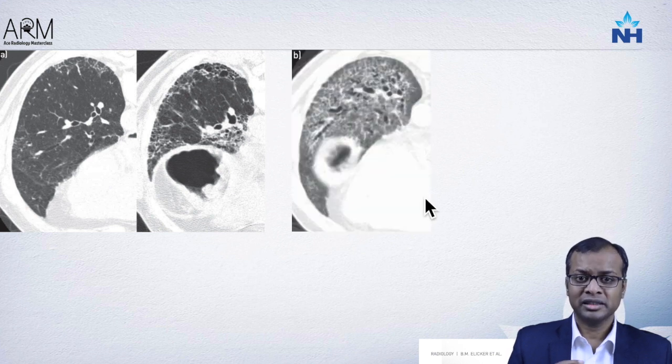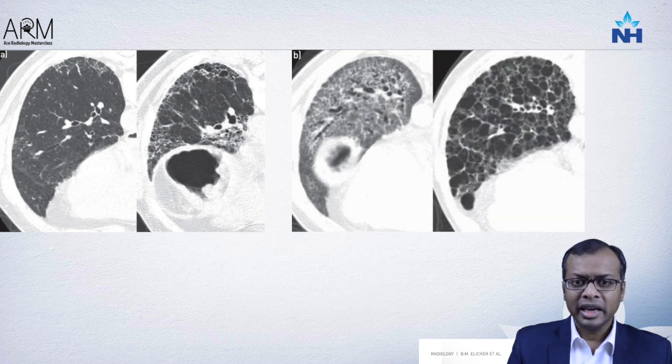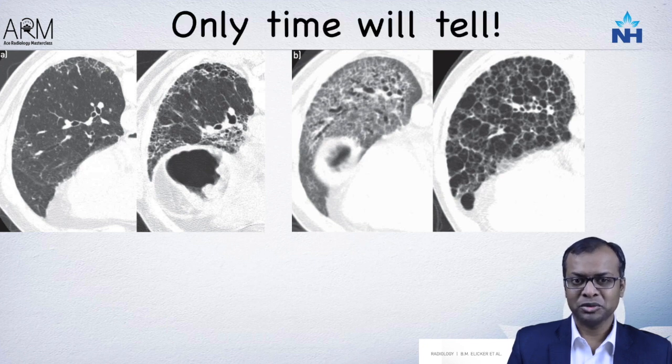You see this case, on today's date, I would call this very, very typical of an alternative diagnosis. This is not UIP. I am convinced that this is an NSIP pattern of interstitial lung disease, lots of ground glass, traction dilatation of bronchi. 8 years down the line, I'm seeing this. So this is now a UIP pattern of interstitial lung disease with extensive honeycombing.